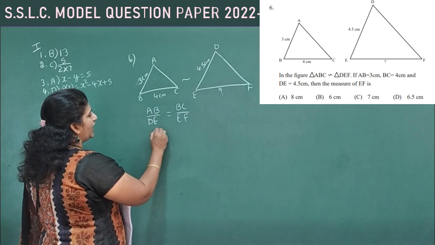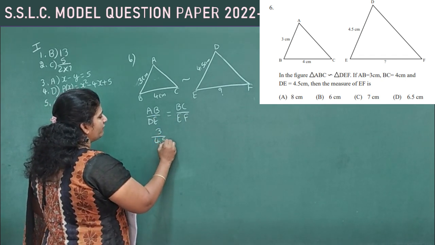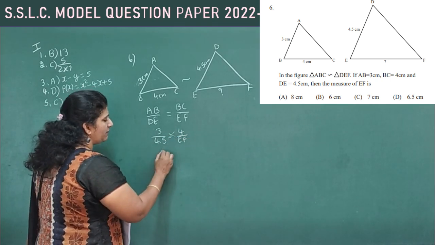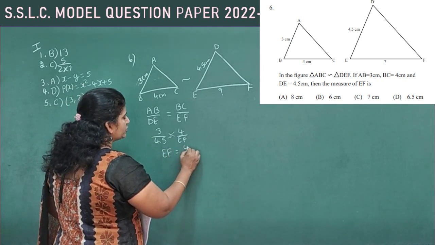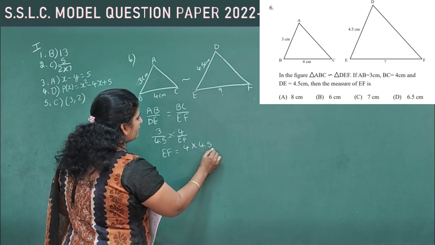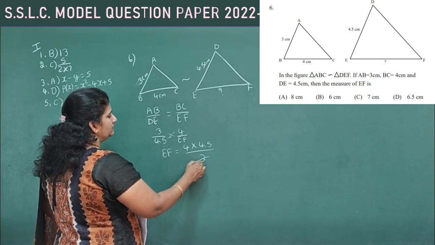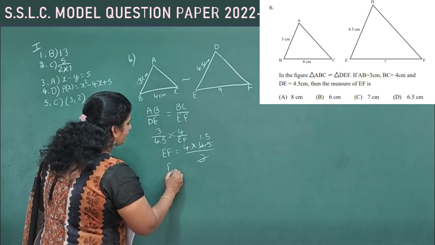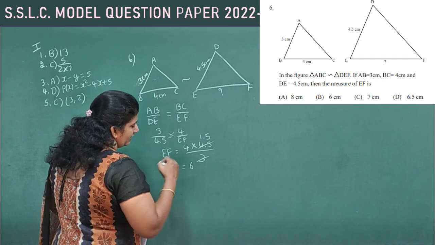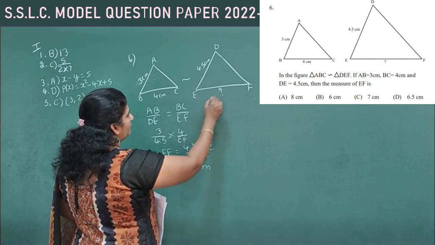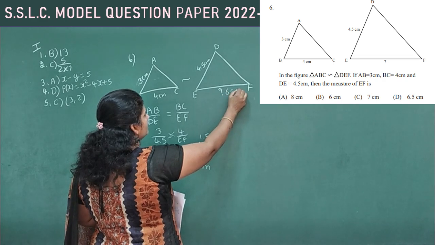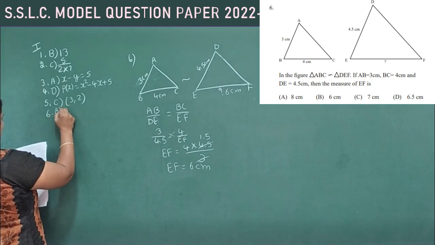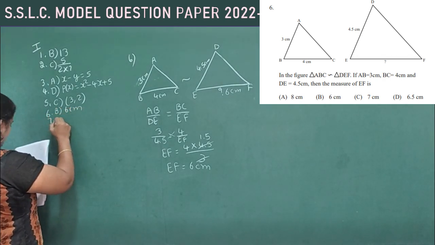Substitute the values. AB 3, DE 4.5, BC 4, EF we are going to calculate. Cross multiply. EF is equal to 4 into 4.5 by 3. 3 1.5s. 4 into 1.5 it is 6.0. I can write it as only 6 centimeters. Therefore, what is EF? 6 centimeter. Check for this option. Option B, 6 centimeters.